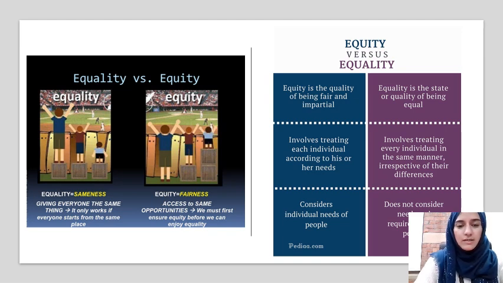So equity is basically providing an individual resources according to their needs. So you can see in the second picture there is equity. Why? Because equity is providing the resources as needed. Now you can see the younger one is having two blocks because that is as per his needs, so he's able to see the match. But the older one doesn't need any block because he's tall enough.